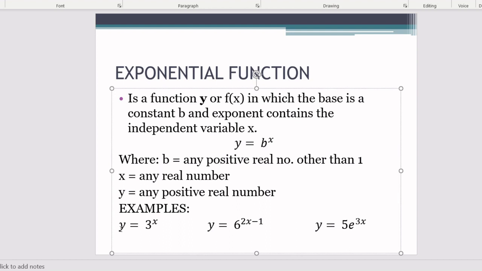Okay, let's say for example, we have y is equal to 3^x, y is equal to 6 raised to 2x minus 1, and y is equal to 5e raised to 3x. All right, that is the exponential function.